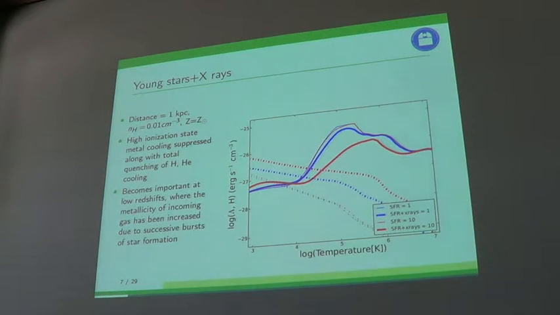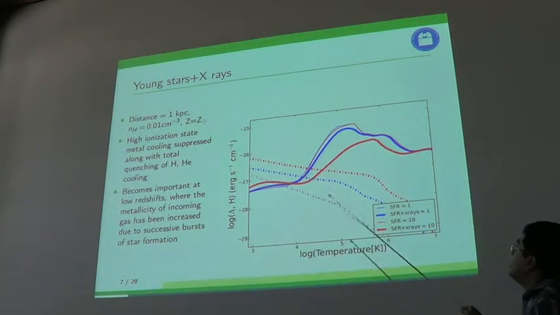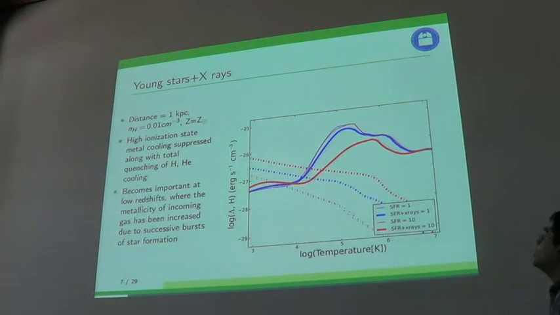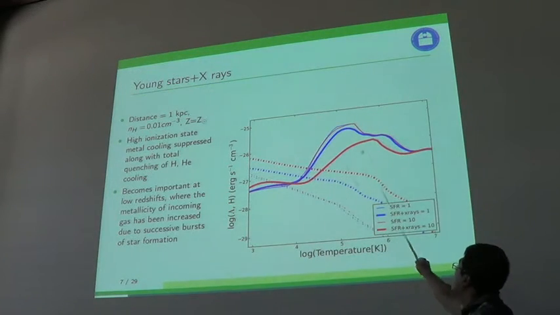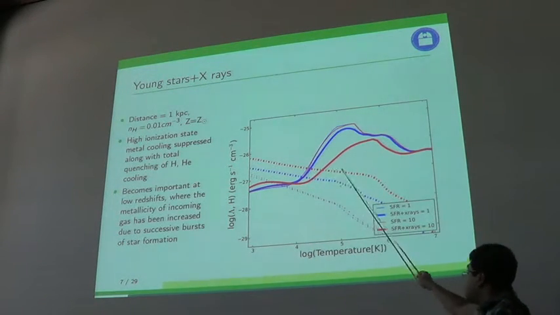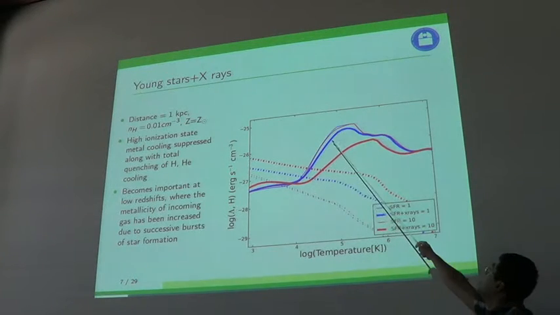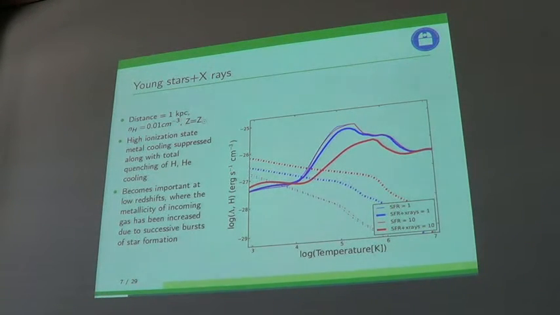Again, I show the plot here. If you have a star formation rate of 1, a density of 0.01 particles per cubic centimeter, and solar metallicity, so it's a really high metallicity gas. If you have stars of just O and B type, so you have just UV radiation, then you have this thin line, so you do not really reduce cooling in this temperature range. But if you have soft X-rays, then you can really reduce the cooling rate and change how your gas cools in your simulations.